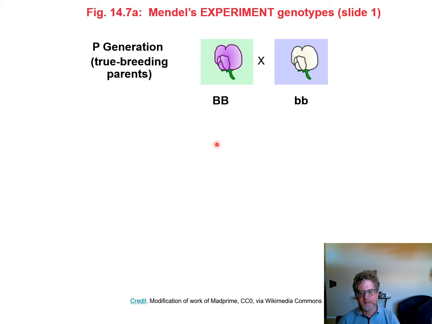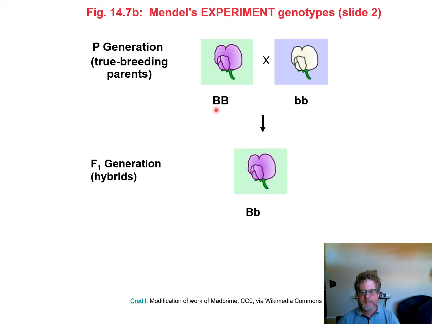Okay, now let's look at his experiment showing the genotypes rather than the phenotypes. Okay, so since they're true breeding, the purple flower was big B, big B. The white flower can only be little b, little b. If it had a big B, it would be purple. And when you breed them together, each sperm or egg puts in a B in this flower. Each sperm or egg puts in a little b in this flower. And when the sperm and egg come together, you have to get a big B and a little b.